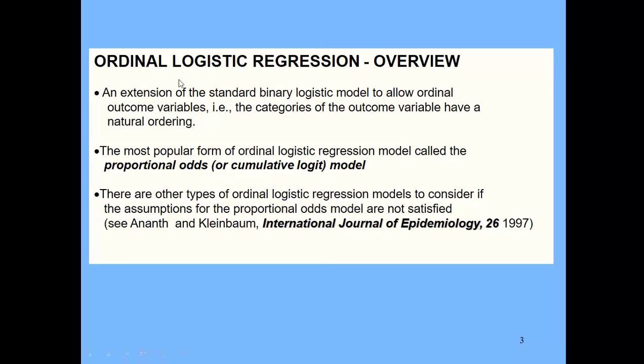And the most popular of these models is called the proportional odds model, which is what I'm going to talk about today. And there's another name for it. It's called the cumulative logit model. There are 2 alternative terms that describe it, but it's called the proportional odds model. One thing I have to do today is talk about what I mean by proportional odds. Well, where does that term come from?